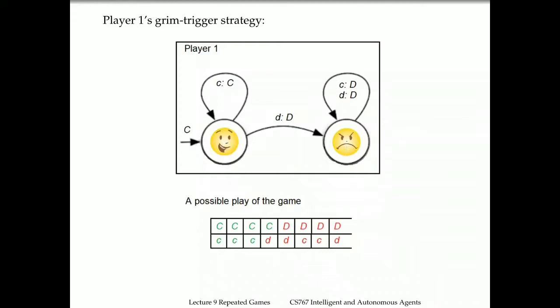And a possible play if only player 1 follows this strategy. So I'm not looking at player 2. Player 2 can be following some arbitrary strategy. So the first row here is indicating the behavior of the first player, and the second row here is indicating player 2's strategy. And of course, player 1 is playing in response to player 2's strategies.